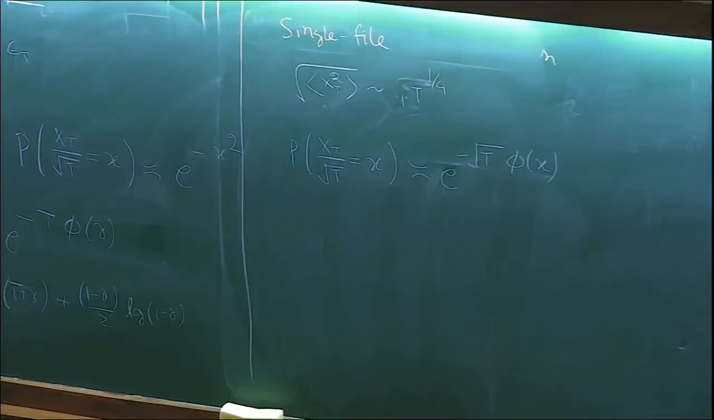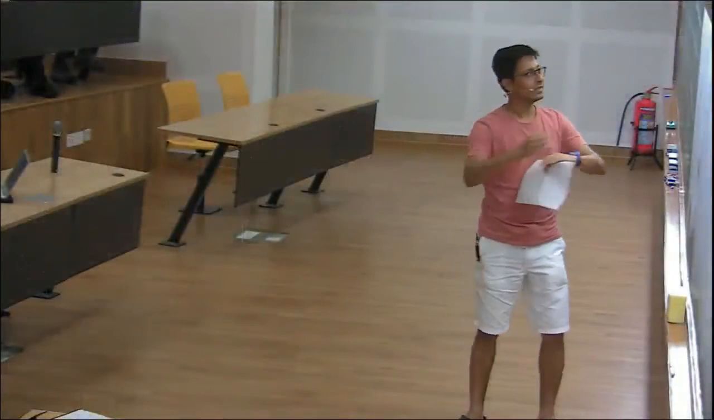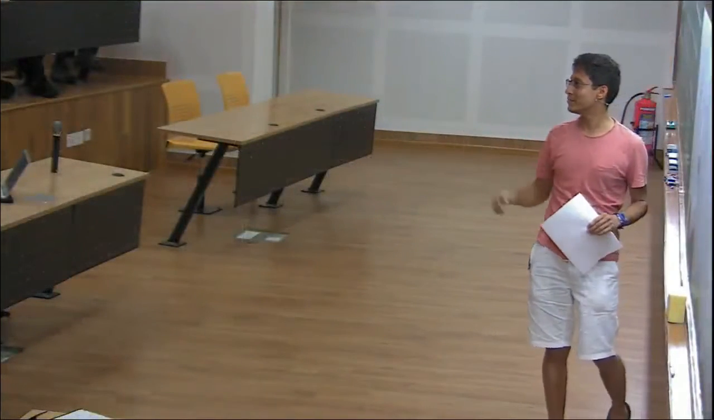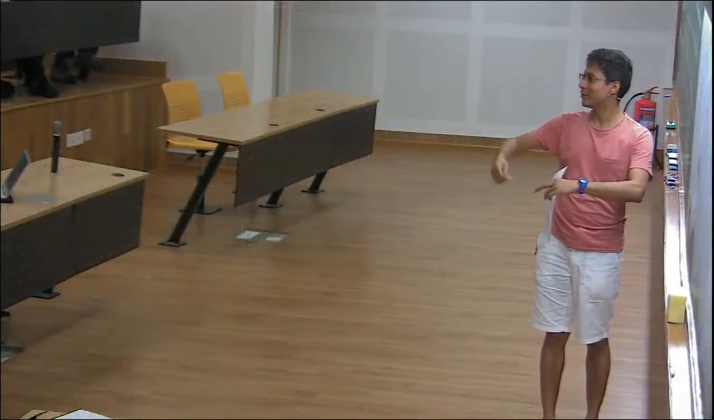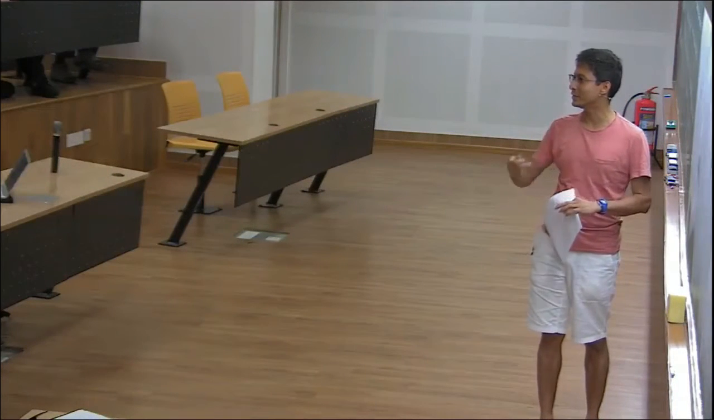So the rules are that now you have a walker, but if it finds, let's say, SEP is one example, it cannot hop over the other particle. It jumps to the nearest neighbor.